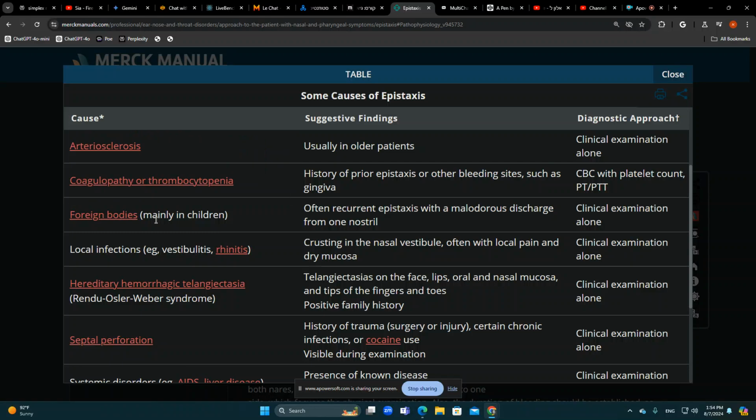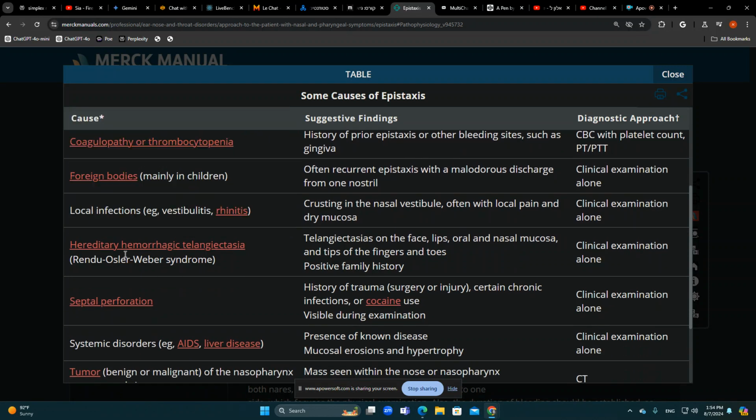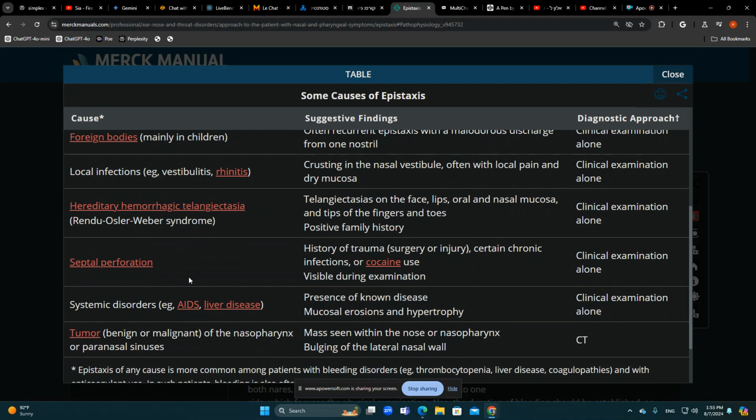Foreign body, where you may see very malodorous secretions also. Local infections like vestibulitis or rhinitis. Hereditary hemorrhagic telangiectasias, which have criteria to diagnose it: recurrent epistaxis, AVMs, family history, and etc. Septal perforation, which can be caused by trauma, is a perforation in the septal cavity.